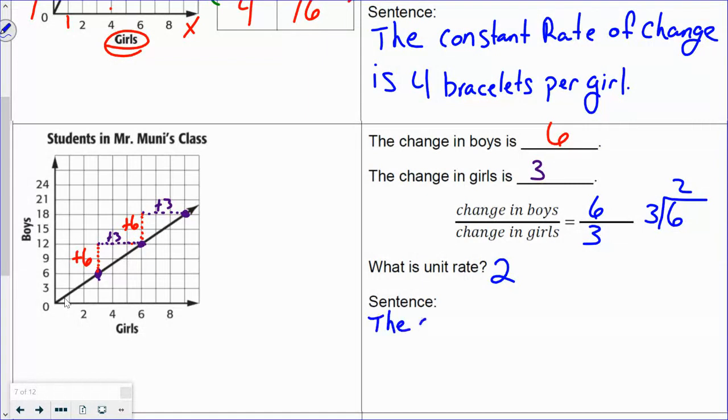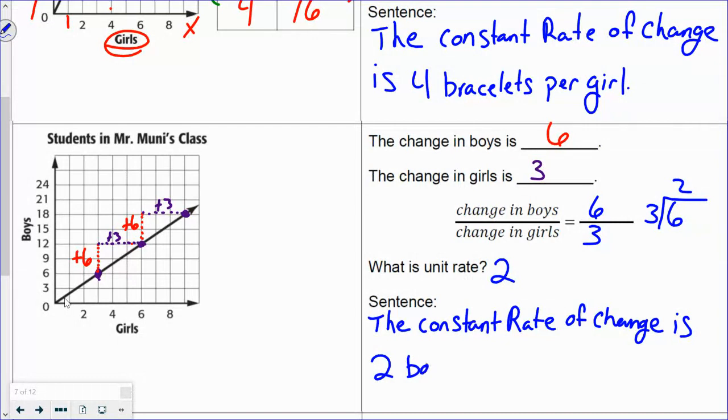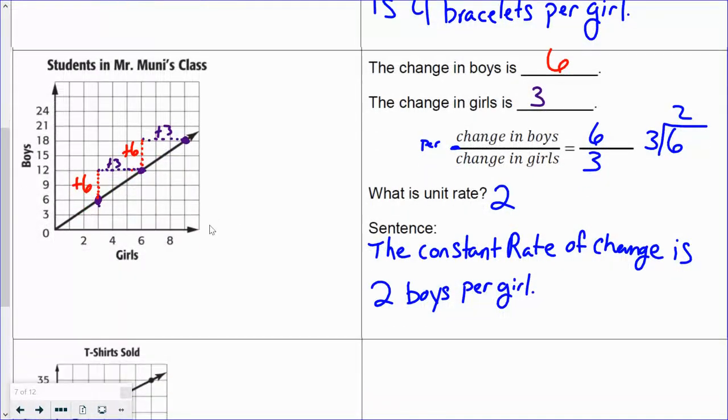The constant rate of change is 2 boys per girl. Now, how do they know to put boys before girls? Remember this division. That means your per. Whatever is on top goes first, and whatever's on the bottom is after per. Okay, just in case you weren't sure where I was getting my information. All right.